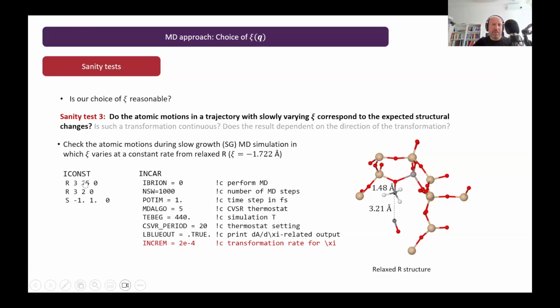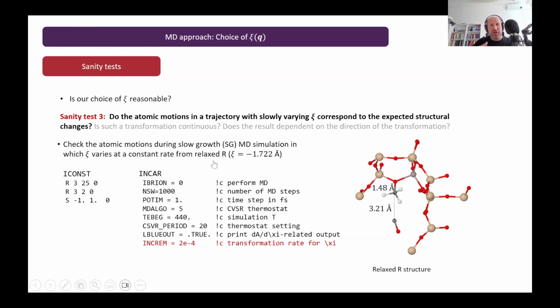This can be achieved by defining the ICONST file where the coordinate of interest has status 0. And the INCAR file contains the usual flags for molecular dynamics. So IBRION 0 activates molecular dynamics. This defines the number of steps. This is the time step in femtoseconds used in integration of the equations of motion. And this is the temperature and thermostat related setting.